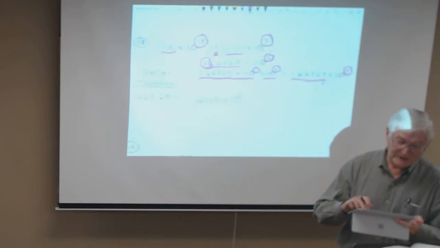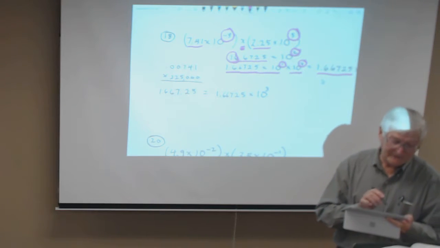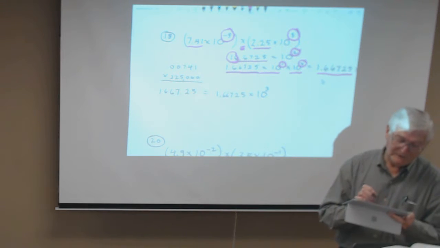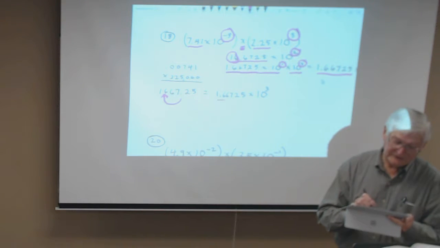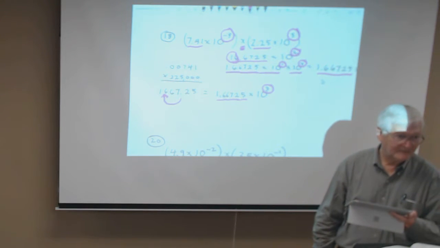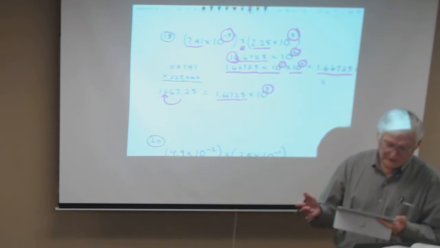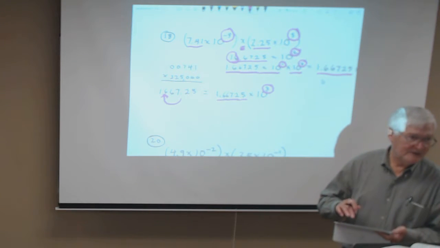And if you translate it from scientific notation, this first number would be 0.00741 times 225,000. And if you multiply those two with your calculator, you get 1,667.25. And if you move that over there, then that becomes 1.66725 times 10 to the third power. I mean, if you just want to check your work by looking at it another way. Any questions?